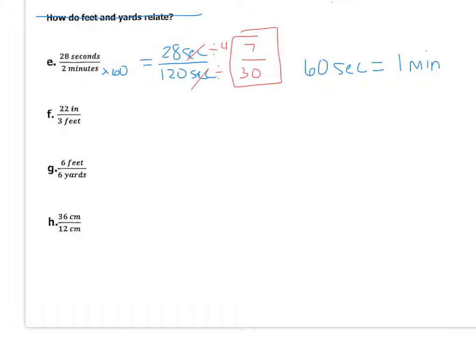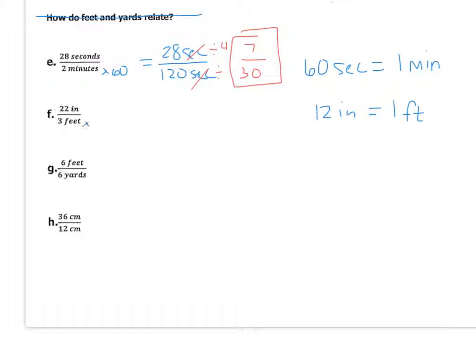Okay, let's look at another one. 22 inches and 3 feet. So first of all, we need to know how inches and feet relate. So there are 12 inches that equal 1 foot. So over here, 22 inches, if I want to convert that to feet, I would have to divide by 12, and that does not convert nicely. So on the bottom, 3 feet, I need to convert to inches.